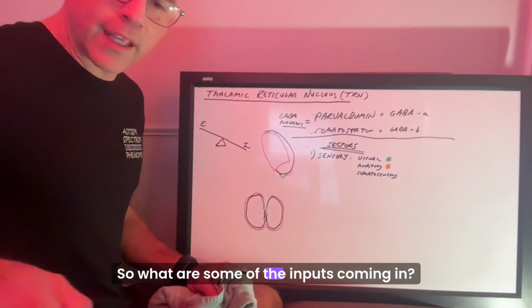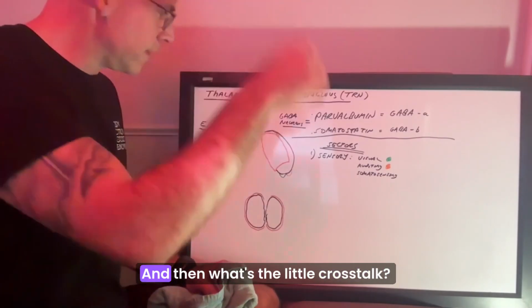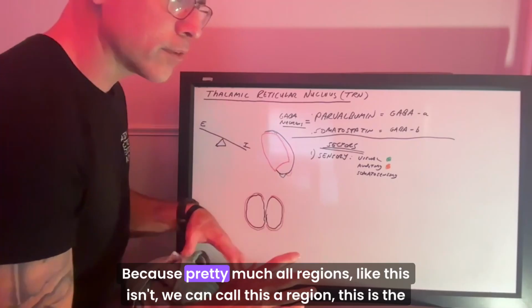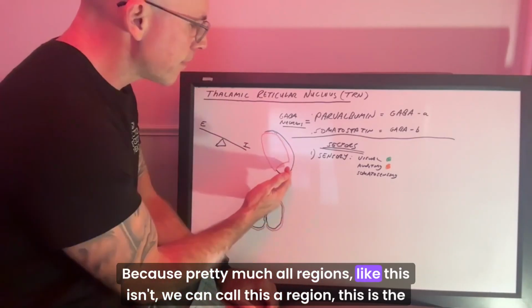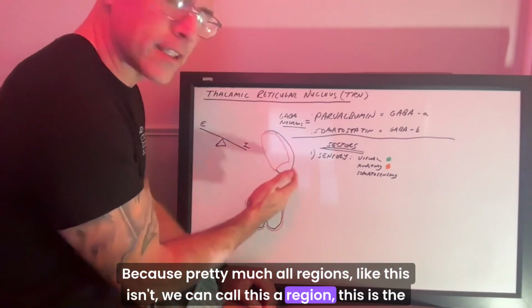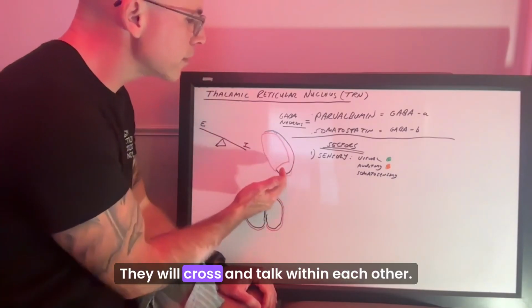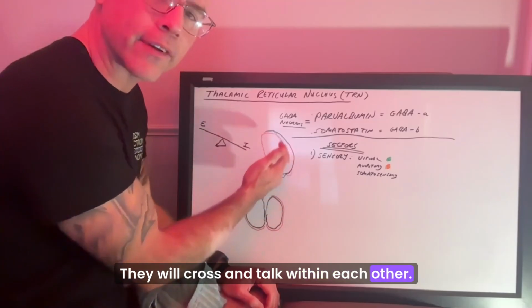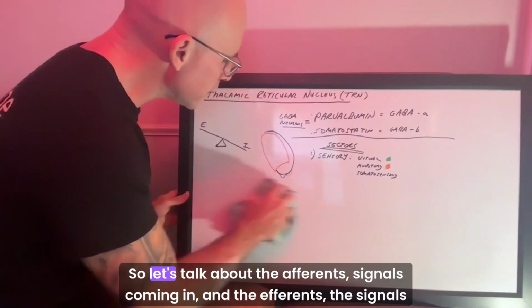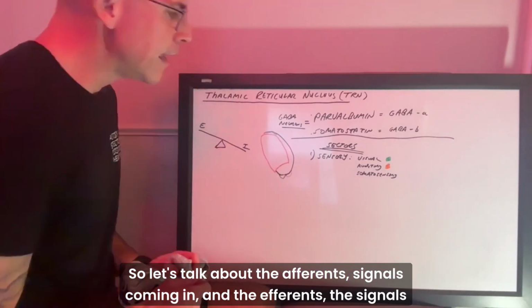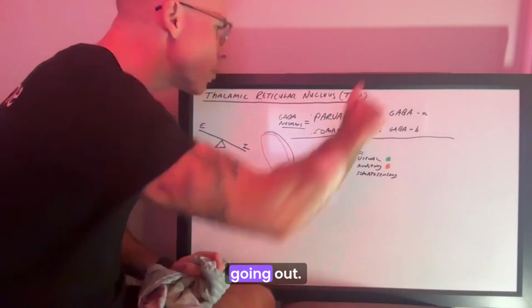So what are some of the inputs coming in? And then what's the little crosstalk? Because pretty much all regions, we could call this a region, it's the thalamus, all regions will have crosstalk. They will cross and talk within each other. It's very much a thing. So let's talk about the afferents, signals coming in, and the efferents, the signals going out.